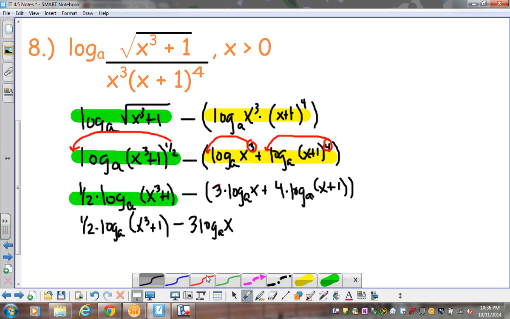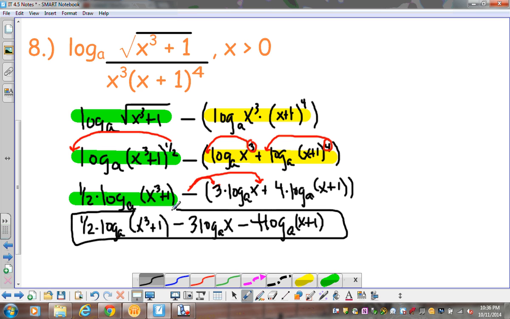And then the same thing here. Distribute it there and distribute it there. Alright, so negative times positive is going to be negative, or minus 4 log base a of x plus 1. And like before, guys, you have to forgive my handwriting. I'm using a mouse again. So that is going to be your expanded form.